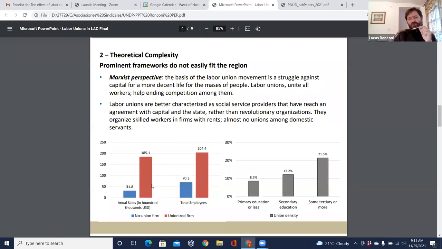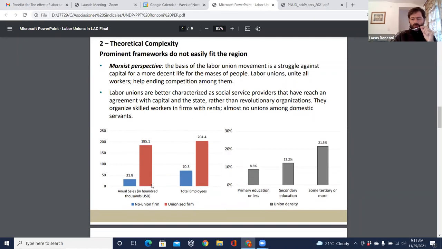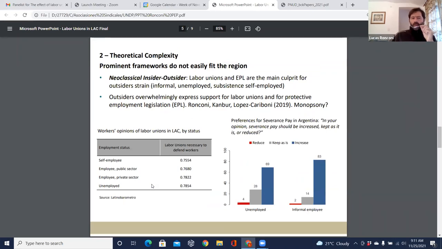Most economists easily agree with the idea that the Marxist perspective has little applicability to understand labor unions in the region. However, let me argue that the other dominant approach, the neoclassical insider-outsider approach, does not fit the region well either.